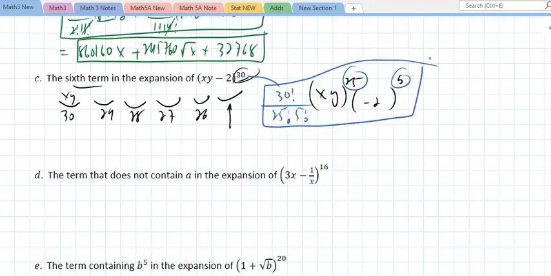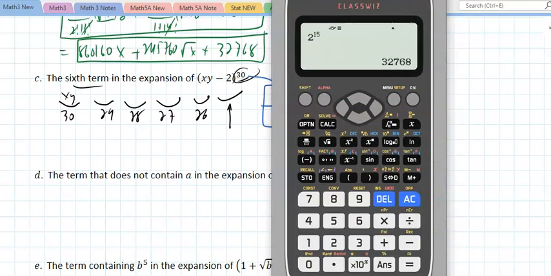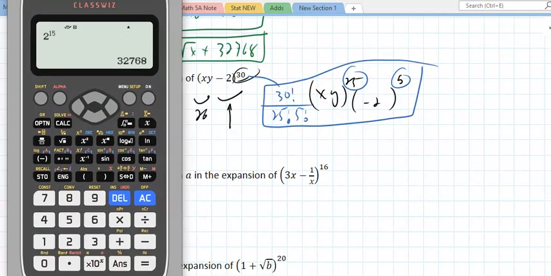See how quickly I could find a term? And in research, normally we're looking for specific terms. You want to plug that in a calculator, you can. Since you're using the calculator, you could say that is 30, either you say choose 5 or choose 25, it doesn't matter, it's the same thing. So parentheses, 30 choose 25 times negative 2 raised to the 5th power.